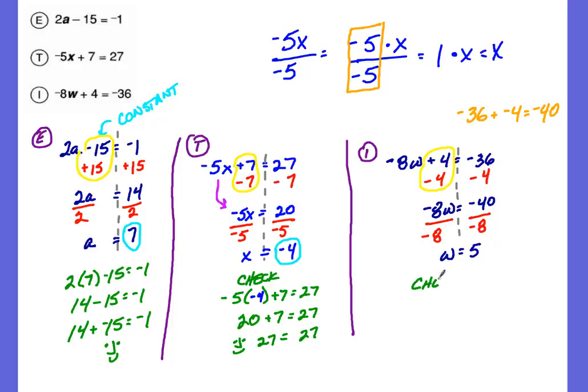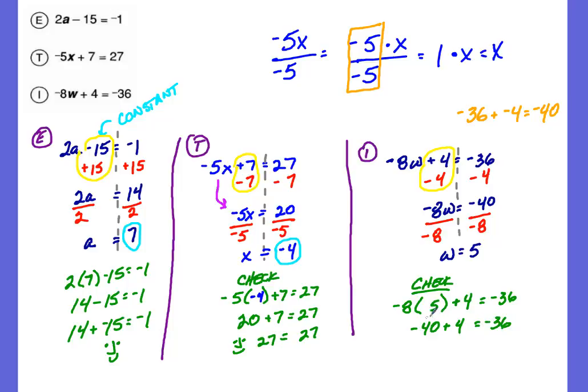So I know that I had negative 8 times my answer, plus 4. Does that make negative 36? Negative 8 times, oh, excuse me, I made a mistake right there. I wrote negative 5. I said my answer is positive 5. Negative 8 times positive 5 is negative 40. Signs are different. Answer is negative, plus 4.